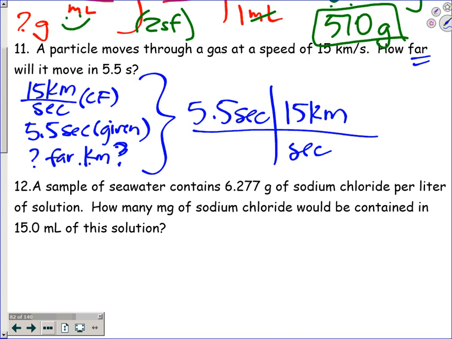Raise your hand if you stopped and you have kilometers on top. That's great. It doesn't specify it has to be a certain unit, so if you want to stop at kilometers, that's fine. But I want to make sure we can convert further, so I'm going to specify this far to be in meters.